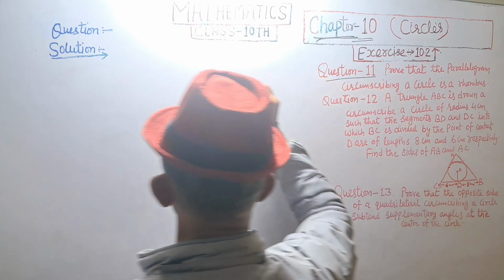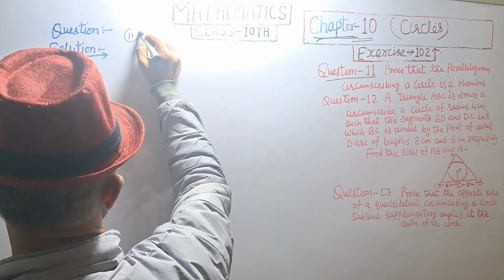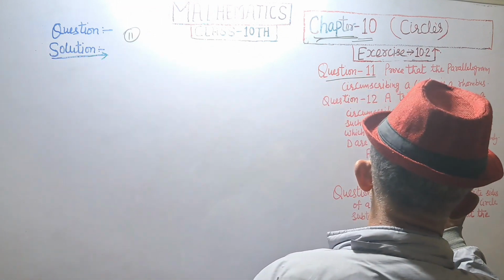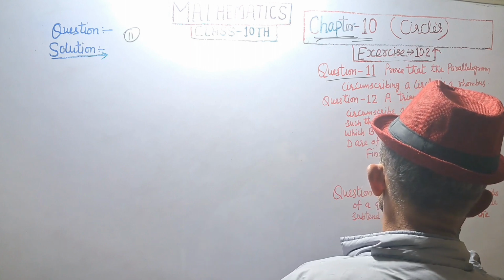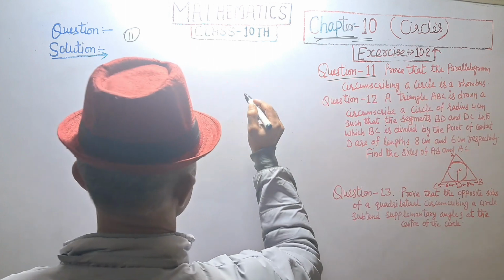Question number 11. Prove that the parallelogram circumscribing a circle is a rhombus.